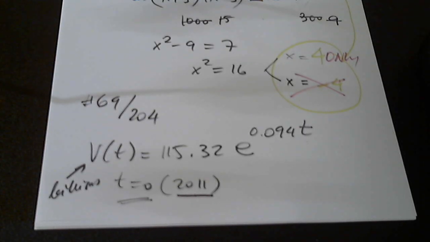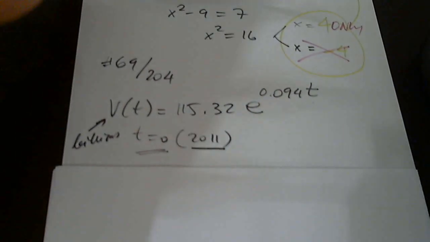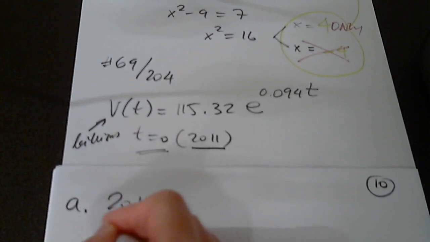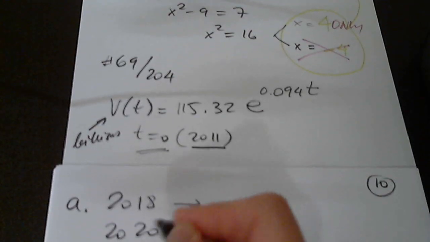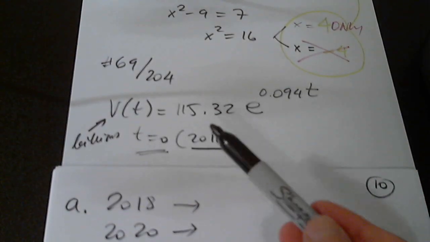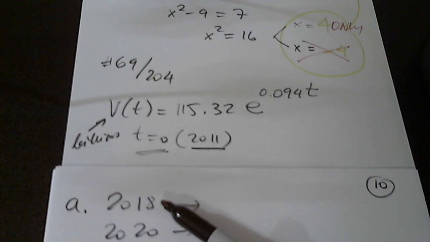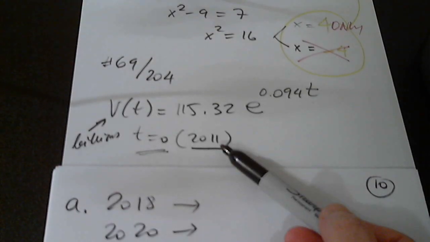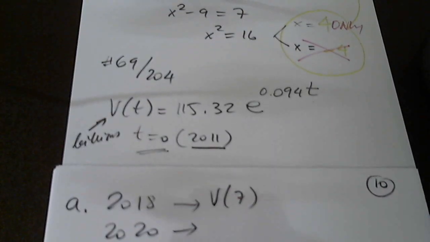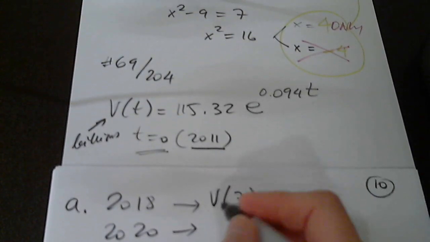What do I have to do? Please, anyone. So 2018 and 2020. Figure out the years between 2011 and 2018. Excellent. Yes, and from 2011 to 2020. Good. So 2018 minus 2011 is 7 years. So I need to find V of 7. From 2020, that's V of 9.